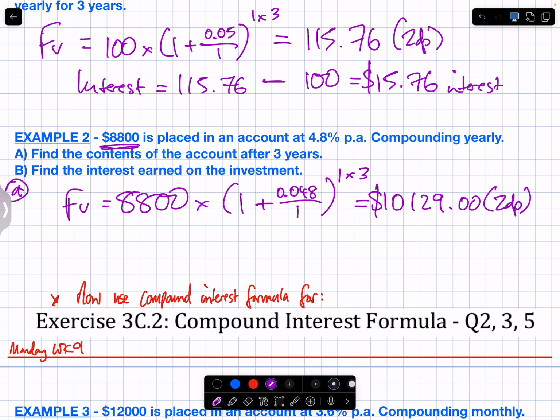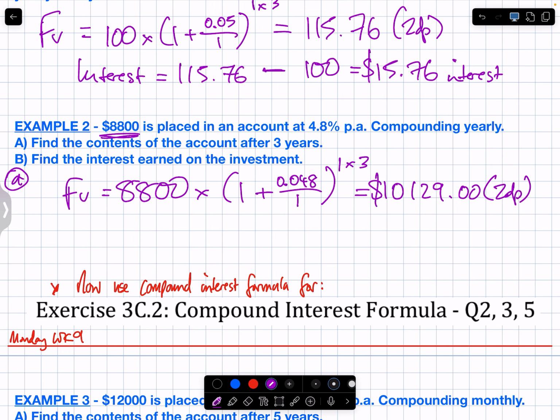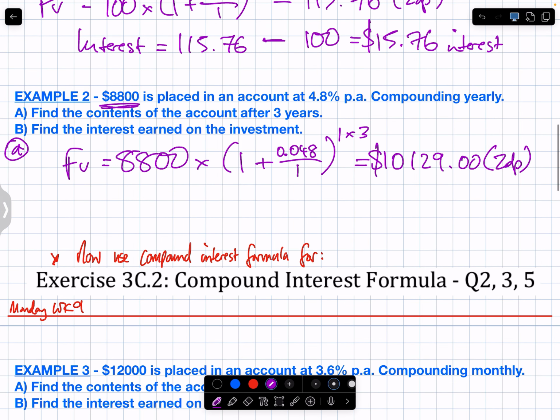That's a bit better growth. That's not only $15. Why is that? Because you started off with a bigger amount in the first place. 4.8% might not seem like anything, but 4.8% of a big number is kind of a big number.